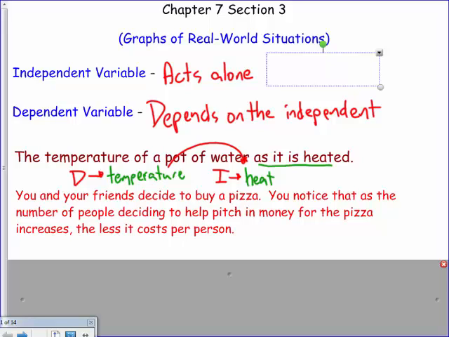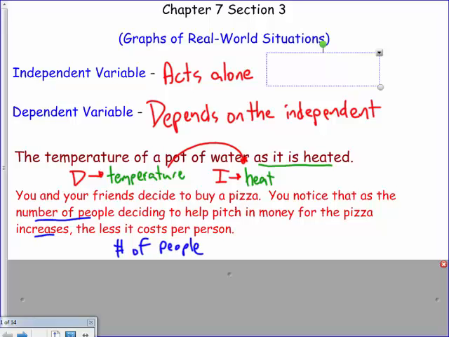Like this next one: you and your friends decide to buy pizza. You notice that as the number of people deciding to pitch in money for the pizza increases, the less it costs per person. Okay, so what are my two variables? Well, I have something increasing here, right? What was it? The number of people increasing. So number of people is one of my variables. And what's my other variable?